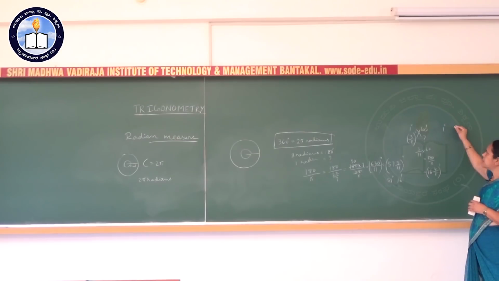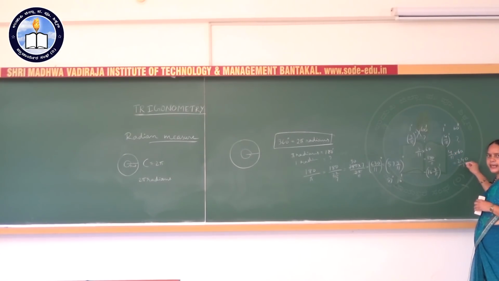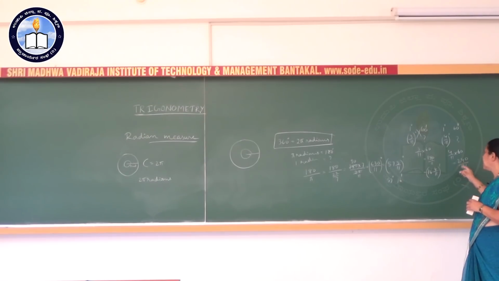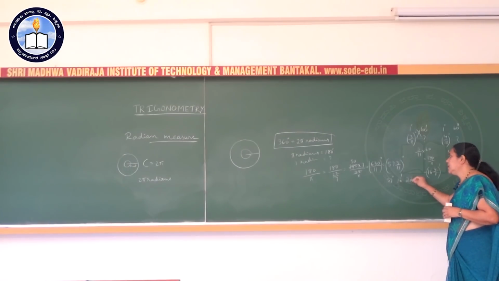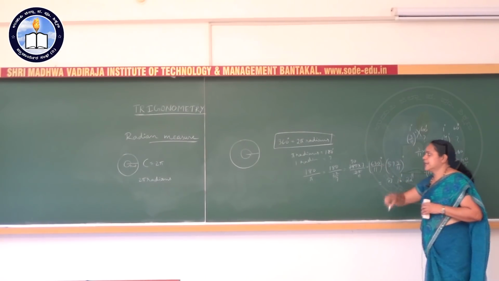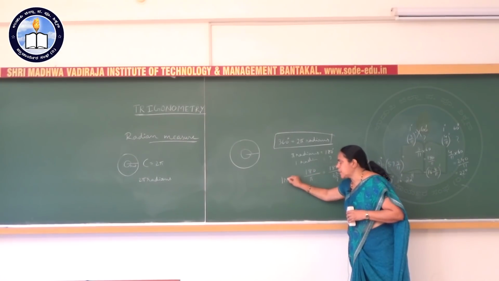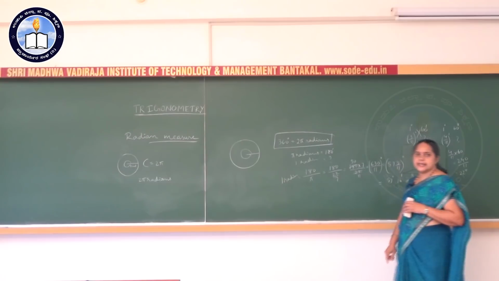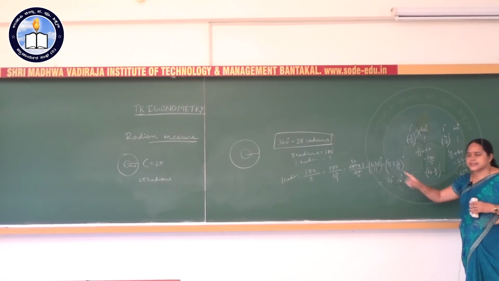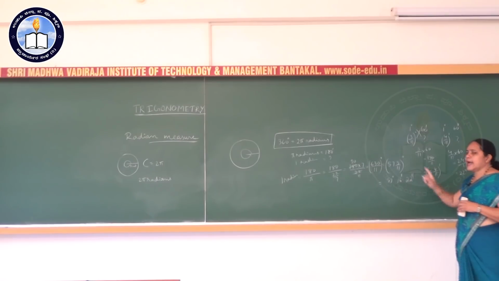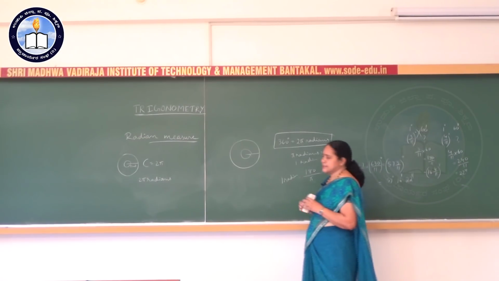1 minute is equal to 60 seconds. So 4 by 11 minutes is equal to 4 by 11 into 60, that is 240 divided by 11, which is approximately 22 seconds. So 1 radian is approximately equal to 57 degrees, 16 minutes and 22 seconds.